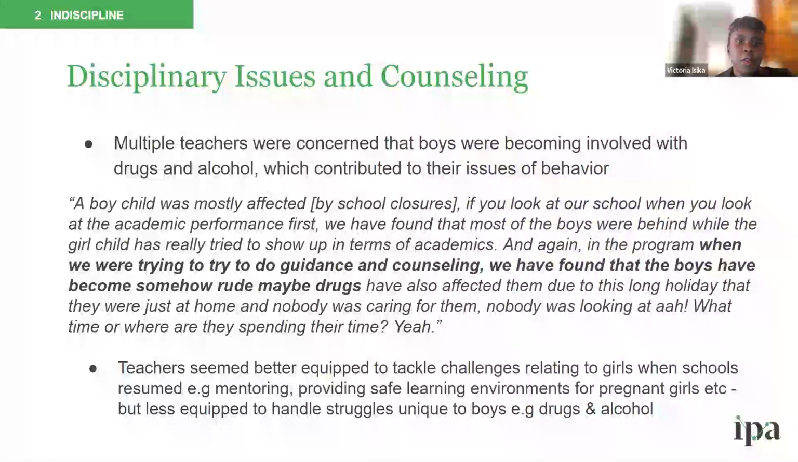We also saw that multiple teachers were concerned about boys being involved in drugs and alcohol, which obviously contributed to their behavioral issues. Here we see a quote from a teacher suggesting that guidance and counseling was also a strategy employed for boys who had disciplinary issues. But when we looked at our data a little more, it seemed as though teachers were better equipped to tackle challenges relating to girls when schools resumed. Many narratives suggested that teachers felt equipped to mentor girls and to provide safe learning spaces for them, especially pregnant girls, in order to encourage them to come to school. But implicitly, it seemed as though teachers were less equipped to handle struggles unique to boys, such as drugs and alcohol, as I mentioned.